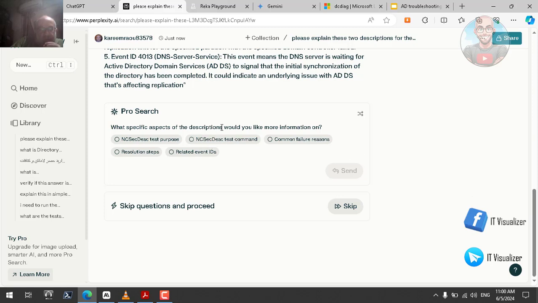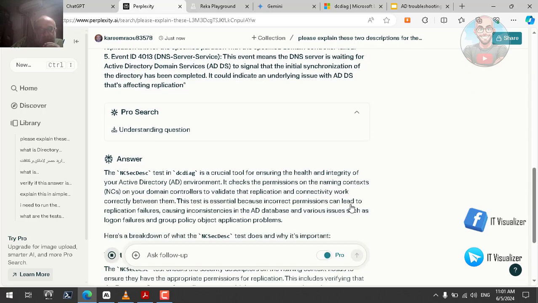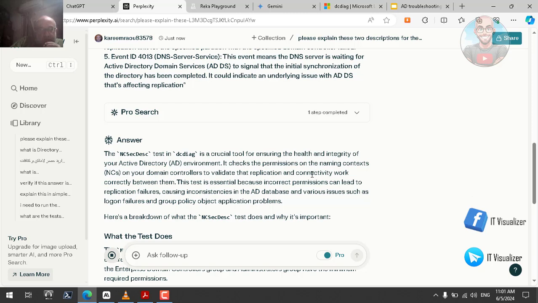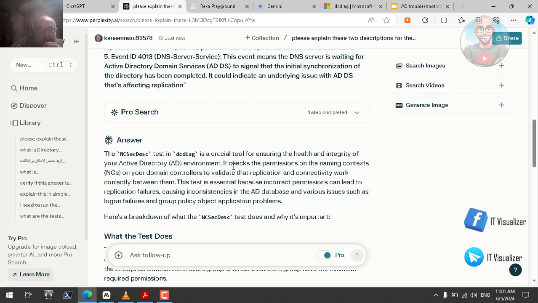So, what specific aspect of the test would you like to have information on? NC test purpose, NC test command failure. Okay, we need all. Skip question and proceed. So here it is giving us a description. Ensuring the integrity of your Active Directory, checks permissions on naming context, okay, to validate replication and so on.